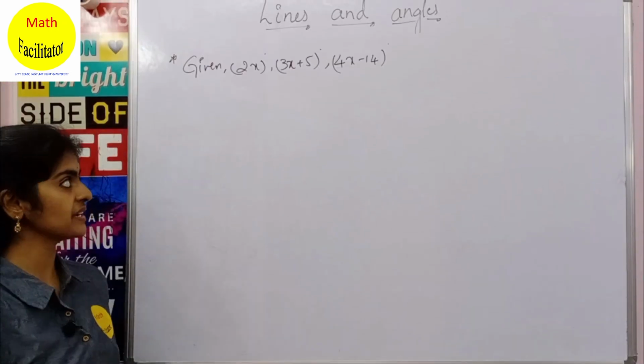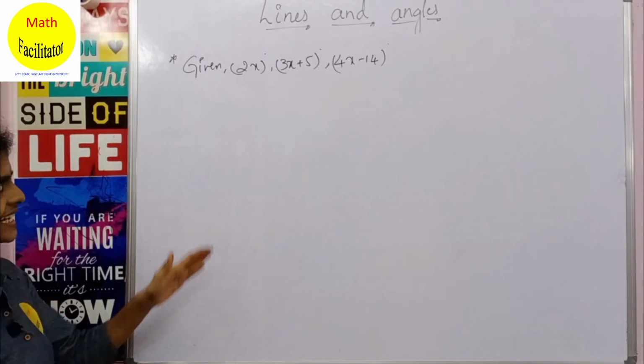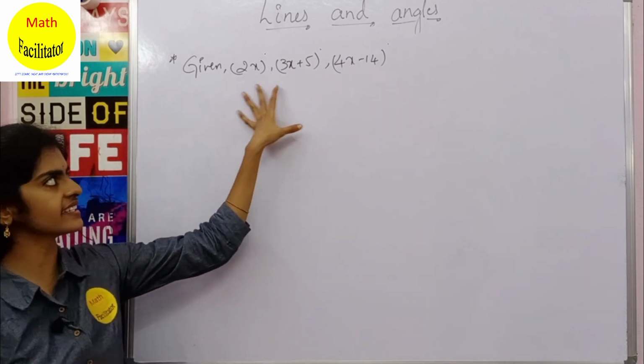Now based on this theorem, let us solve a problem. So given that the angles in a triangle are this, and you have to find the three angles.